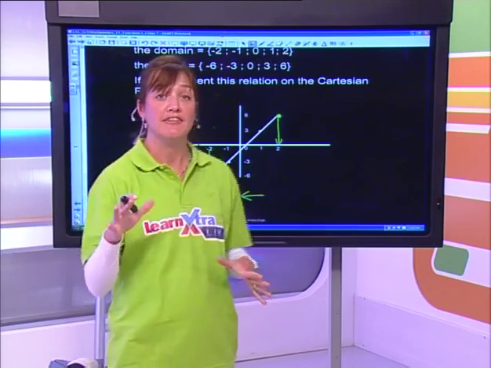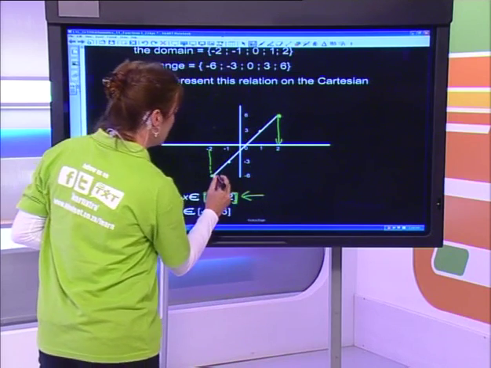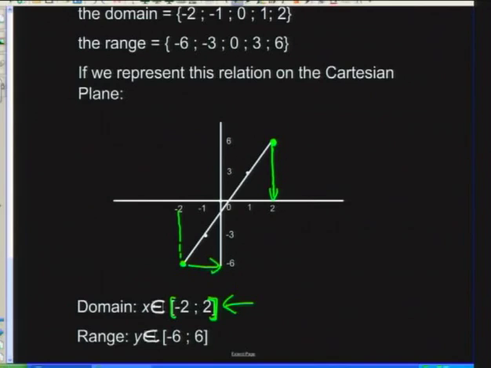Now let's have a look at what the range would be. Now the range, don't forget, is the y values. What was the lowest y value up to your highest y value? Which means we're looking at it in this direction here, up to there. So our lowest y value is -6, and our highest is +6. And again, I'm using square brackets to indicate that they are being included.